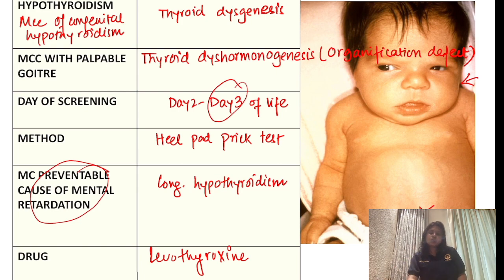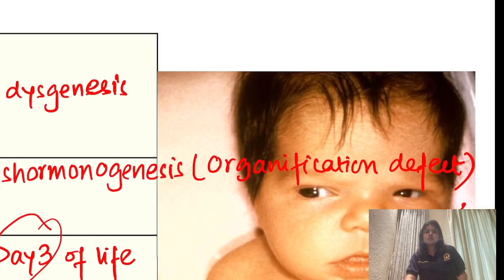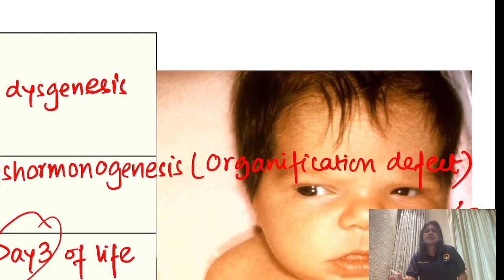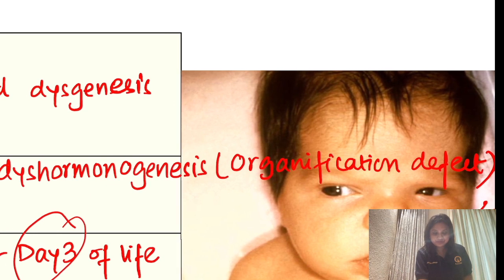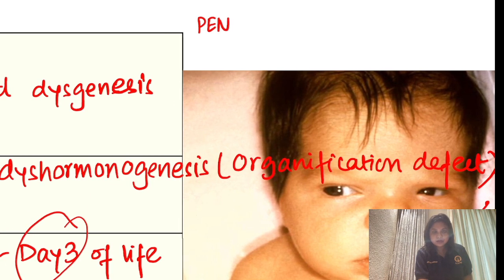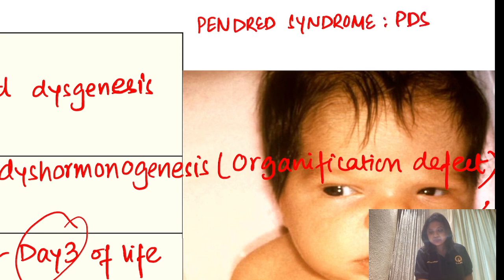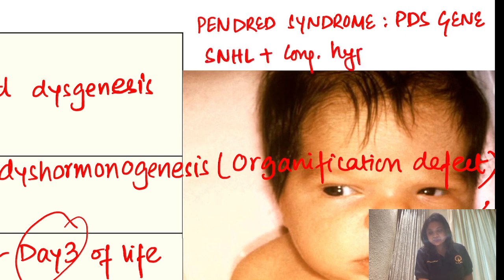Now I would like to do another condition that is associated with hypothyroidism and sensorineural hearing loss, that is known as the Pendred syndrome. Okay. So Pendred syndrome is basically because of PDS gene defect, and it presents with sensorineural hearing loss plus congenital hypothyroidism.